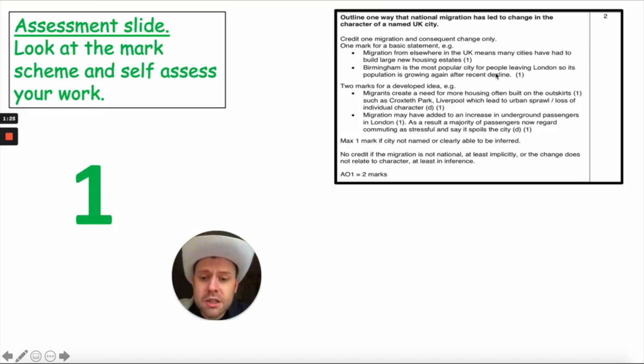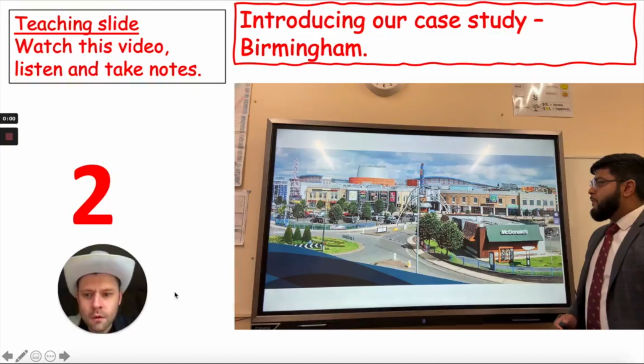They need to put more buses on or build new bus stops, bus stations, anything like that to develop your idea. But if you have talked about international migration, so you've said in Birmingham, because of lots of people moving from China, Chinatown is now developed where people can go and eat Chinese food, etc. You're not going to get the marks. This is a tough question because lots of people straight away think of international migration. And it says if you don't name a city, you can only get 1 mark. So hopefully you had a good go at that. We're going to move on to the next question shortly.